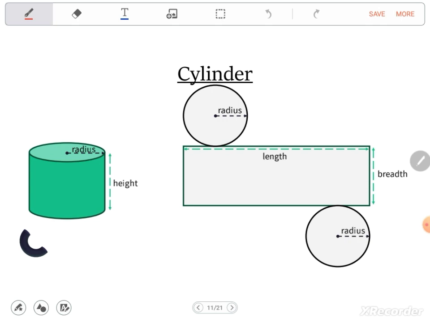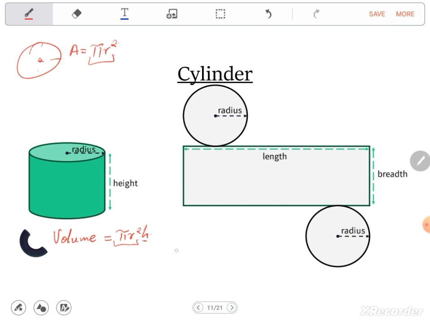Then the next one, we have the cylinder. With a cylinder, the volume is given by pi r squared h. Now remember the area of a circle, we said it is pi r squared. This circle is a base of the cylinder. The cylinder has two bases, one at the top and one at the bottom. So the area of the base times the height gives us the volume.